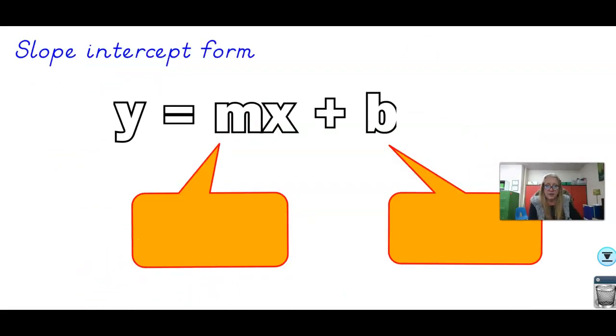So here's where we are. We know that in slope-intercept form, x and y represent any of the xy points on the line, but m is the slope, and b is the y-intercept.